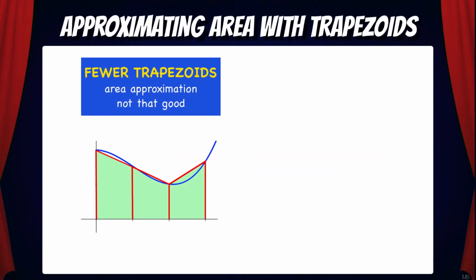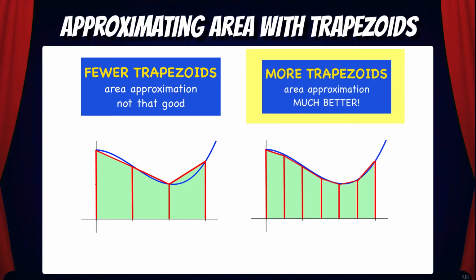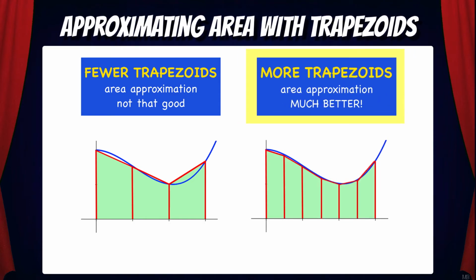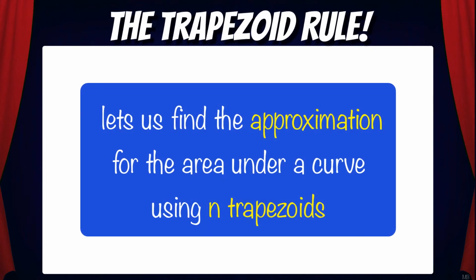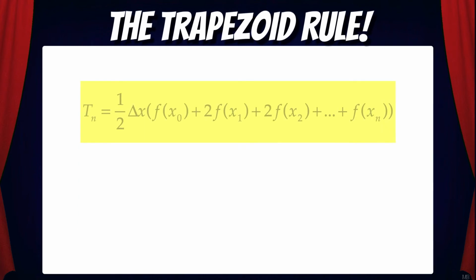By using only 3 trapezoids, we get an approximation of the area under the curve, but it's not a very good one. But if we have more trapezoids, we'll get a better approximation. This leads us to the trapezoid rule, a rule that lets us find the approximation for the area under a curve using n trapezoids. The trapezoid rule can be expressed by this equation.